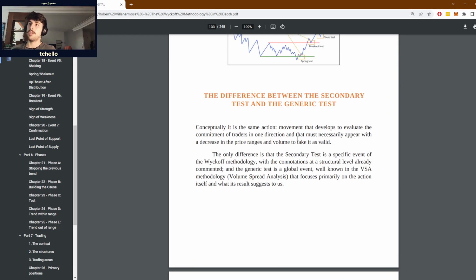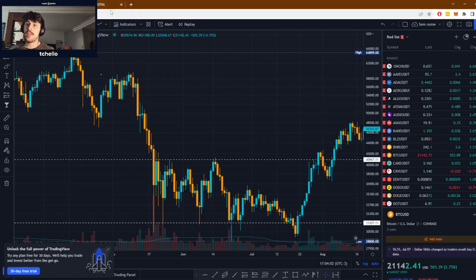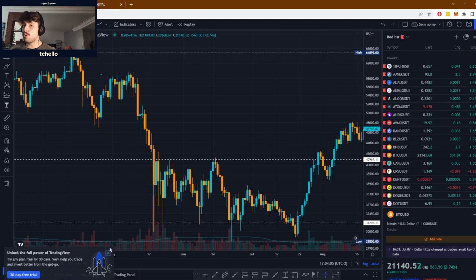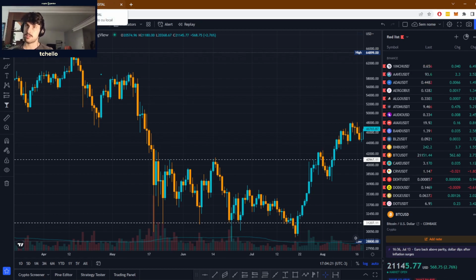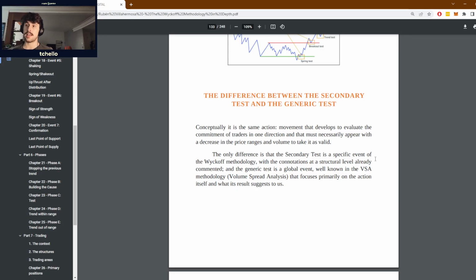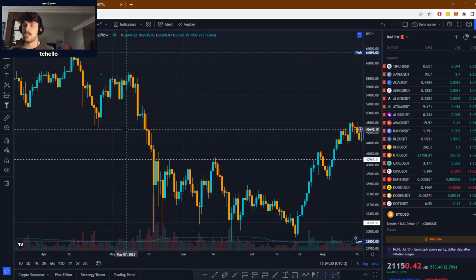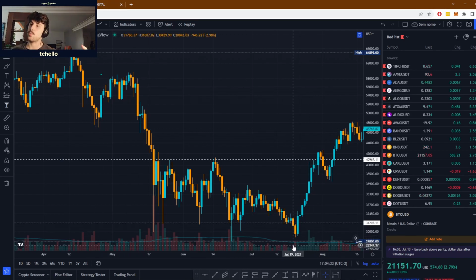Now, the difference between the secondary test and the generic tests is not that big of a difference, right? Essentially, they are the same action. The whole goal of distribution or accumulation is for the market makers to buy as low as they can and to sell as high as they can, and with these ranges, to shake out as many of those novice investors as possible. The difference is that while the secondary test is a specific event of the Wyckoff methodology, which has some connotations on the structure that we draw and the events that we expect next, the generic test can happen all throughout the accumulation or distribution, right?